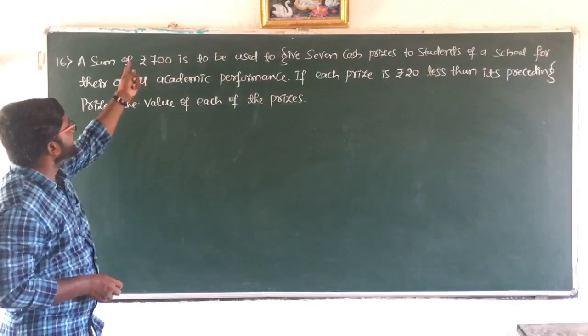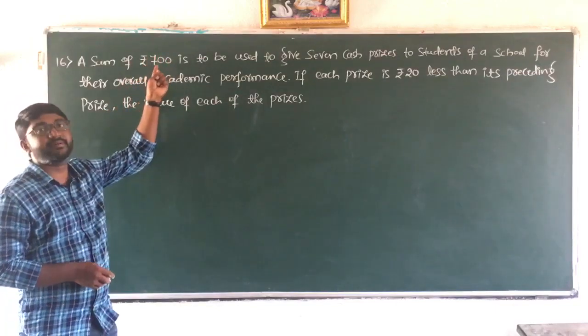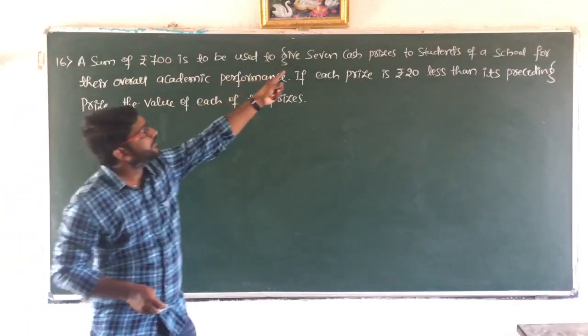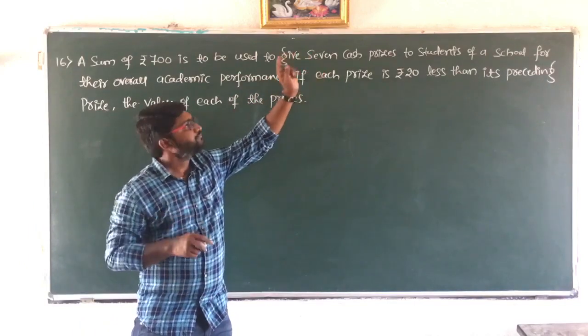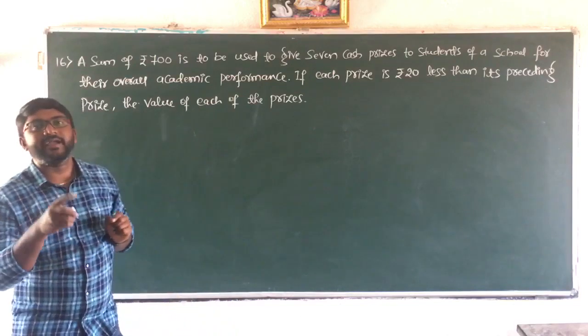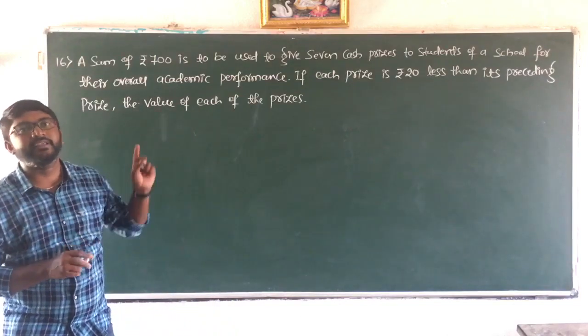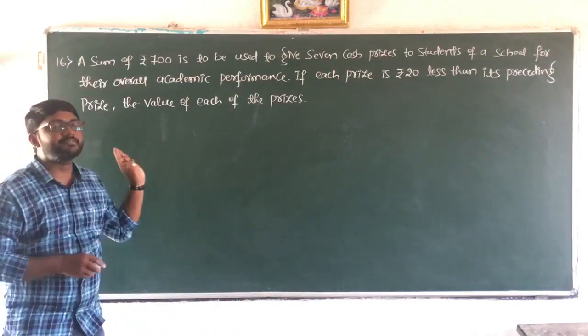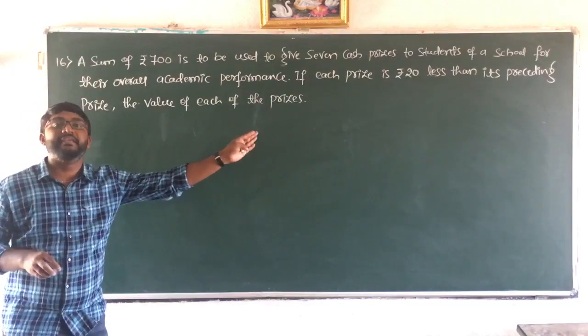So that means he has given the Sn value, it is 700, and 7 is the value of n, and then 20 rupees less than its preceding, that means the value of d is minus 20 here. So I consider the first prize as rupees A. See here.